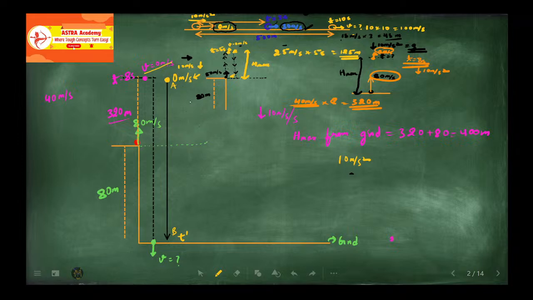Now listen carefully. If the speed is increasing by 10 meter per second square, some students will again ask, sir, you are used to changing your dialogue. In the previous part you were telling that the speed is decreasing by 10 meter per second, and now you are saying that the speed is increasing by 10 meter per second. Why are you changing your dialogue again and again?